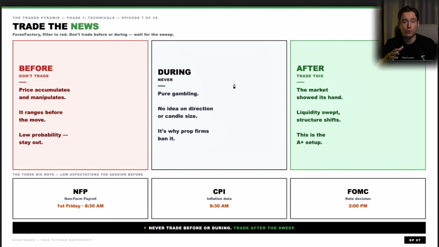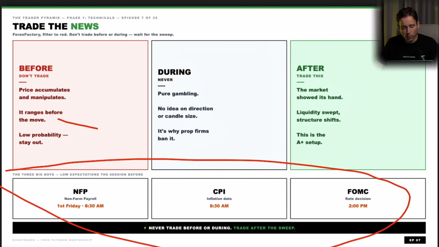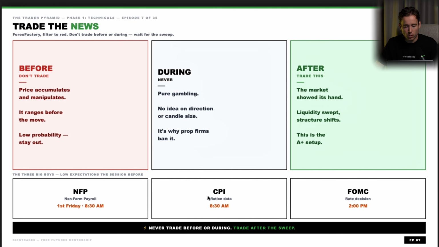And on top of taking your trades inside a kill zone, you need to take news into account, the red folders. And here's a very simple approach to not get stopped out by news events. If you want the highest win rate, don't trade before news. Just don't do it because price accumulates and manipulates before news, or it ranges, and it's just low probability, especially for the 3 big boys. That is NFP, non-farm payroll, CPI, and FOMC, the interest rates.